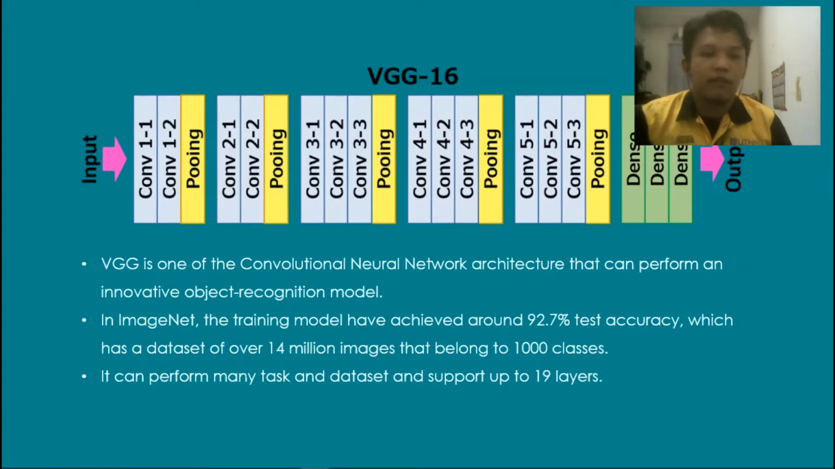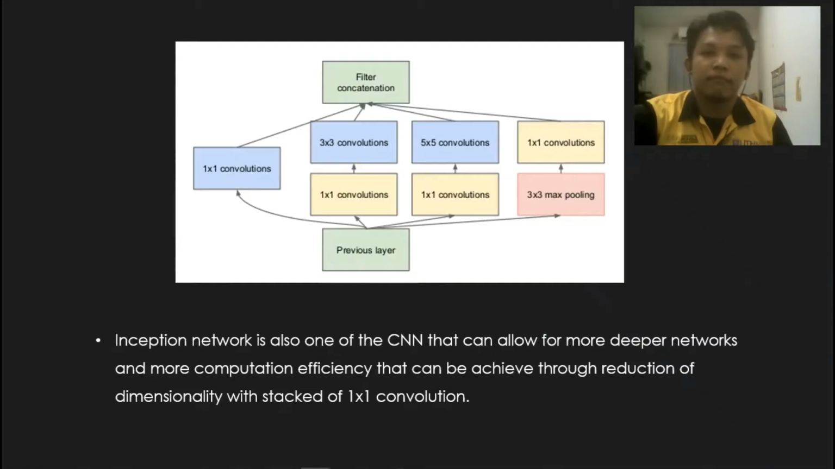VGG16 is one of the convolutional neural network architectures that can perform as an innovative object recognition model. In ImageNet, the training model achieved around 92.7% test accuracy, which has a dataset of over 14 million images that belong to 1000 classes. It can also perform many tasks and datasets and can support up to 19 layers.